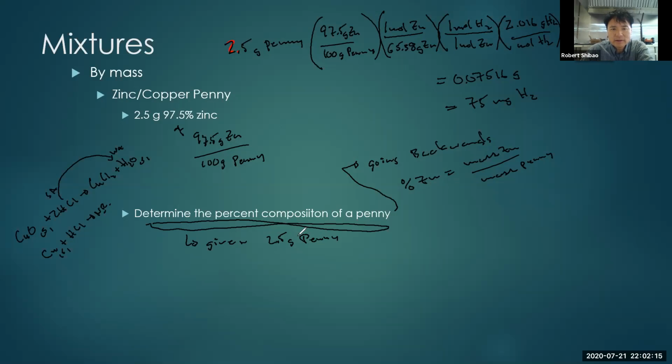And so we're given 2.5 grams of penny, and let's say we're given that 75.16 milligrams of hydrogen is produced upon reaction with HCl. So here we're given what happened: we took the penny, put in HCl, and we got 75.16 milligrams of H2. Now we have to know that all the H2 came from zinc, none of the H2 came from copper. And so all H2 comes from zinc.